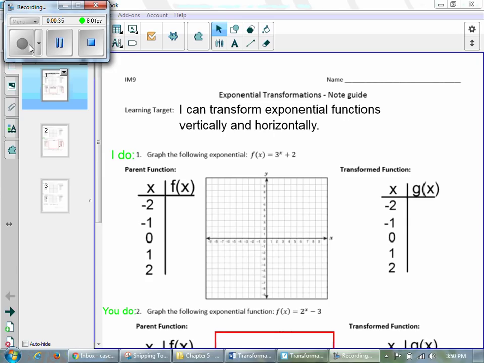So please write down your learning target. The learning target is I can transform exponential functions vertically, which is up and down, and horizontally, which is left and right. So we have been practicing graphing exponentials, but now we're going to shift and transform those exponential functions. Let's go ahead and try this.